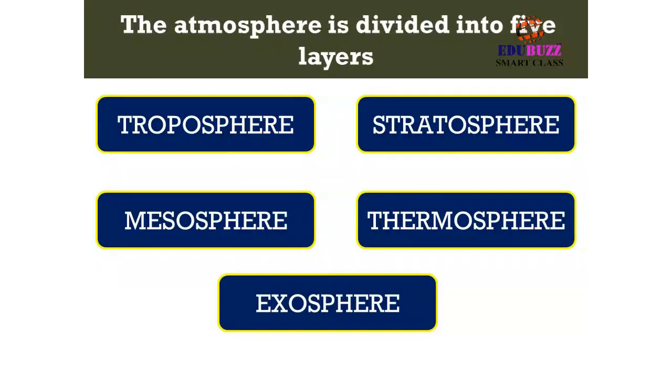The atmosphere is divided into 5 layers: troposphere, stratosphere, mesosphere, thermosphere, and exosphere.